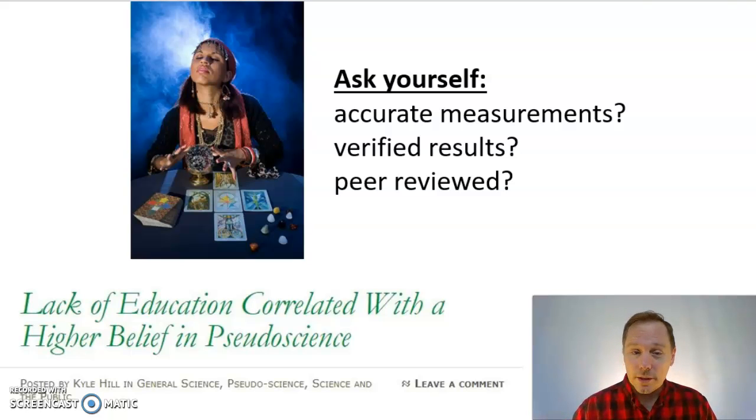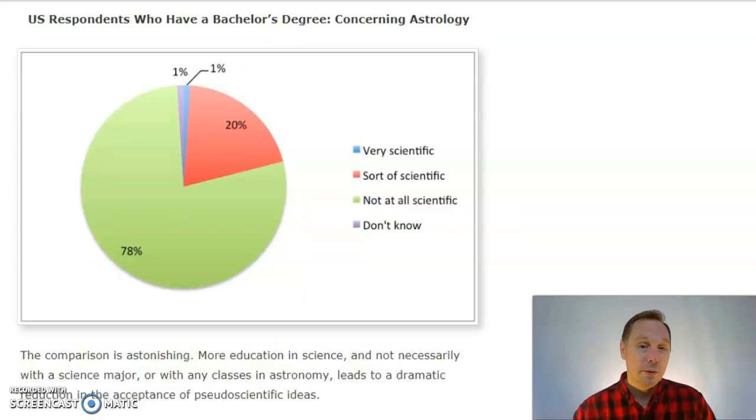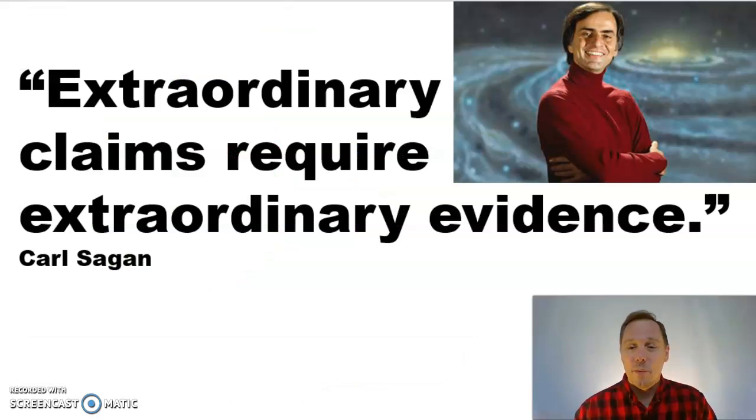I read an interesting article here. Lack of education is correlated with a higher belief in pseudoscience. What that means is if you ask people that have not graduated high school, is astrology real? You'll see big numbers here saying, yeah, that's pretty scientific. Now let's ask the same question with people that have gone to college and gotten a bachelor's degree. Is astrology real? And you'll see those numbers shrink down dramatically. What this means is education is good, right? Especially understanding science. My old buddy Carl Sagan said it best: extraordinary claims require extraordinary evidence.